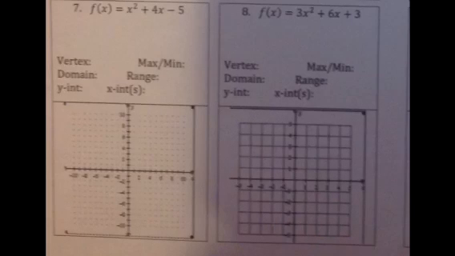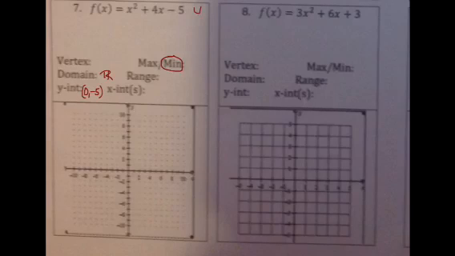Alright, so number 7 is in standard form. I know that it concaves up because A is positive, so I know it's going to have a minimum value. I know that the domain is all reals, and another thing I know without doing much is that the y-intercept is negative 5. So 0, negative 5.